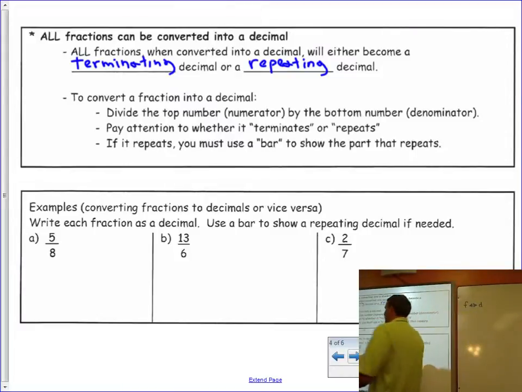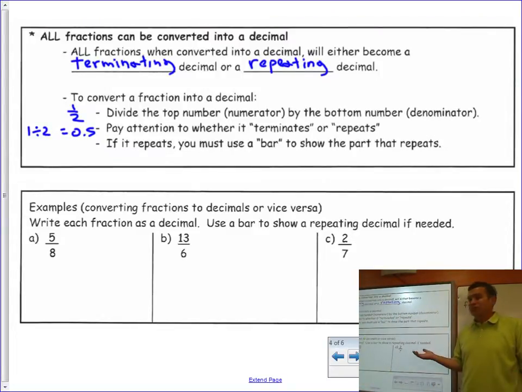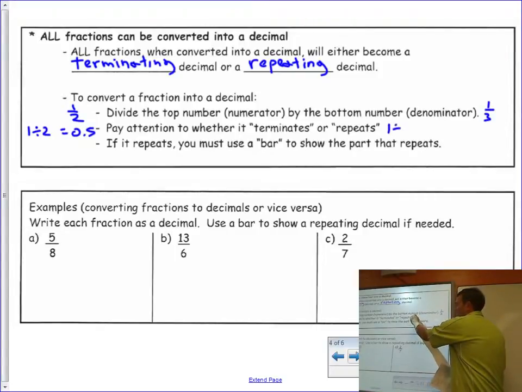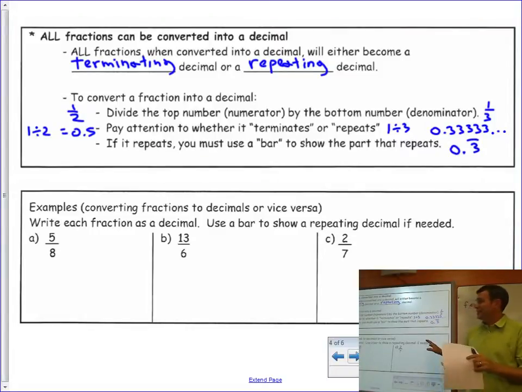You know, an example might be the fraction 1/2. On your calculator, if you did 1 divided by 2, you'd find out that equals 0.5. It terminates, so that's your final answer. Whereas if you took 1/3, and on your calculator you did 1 divided by 3, you'd get something that looks like this. Well, this now is a repeating decimal, so you would want to change it and use bar notation and have it look like that. That's really your two options.